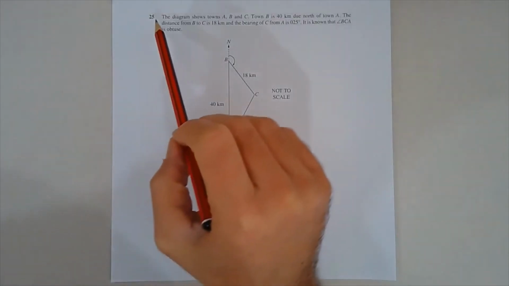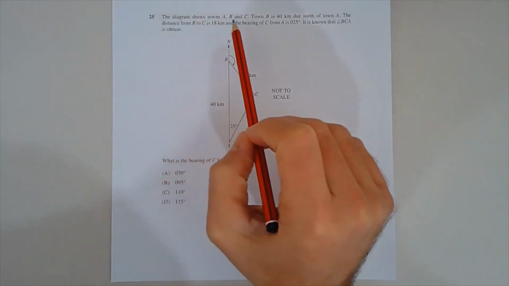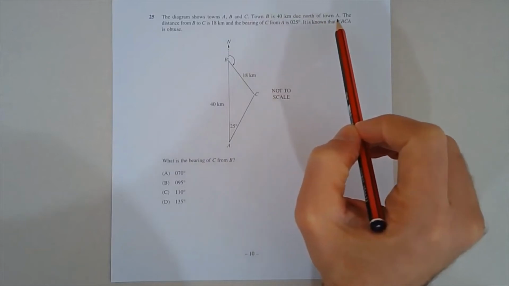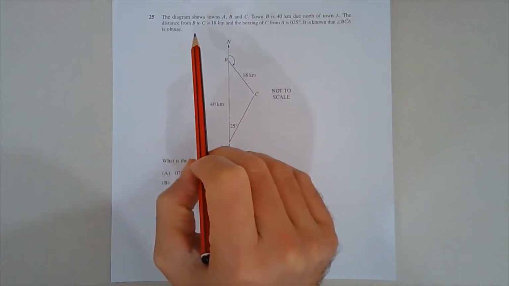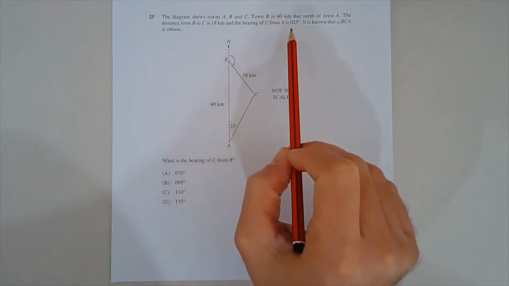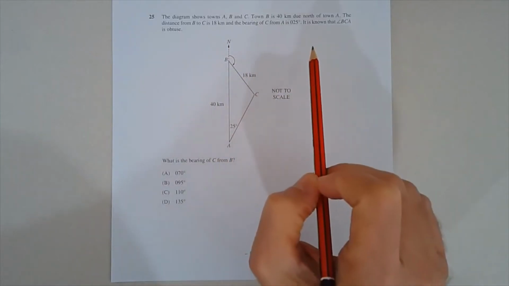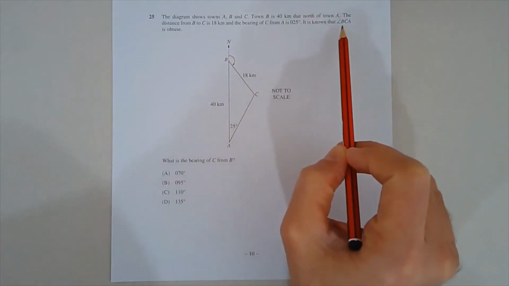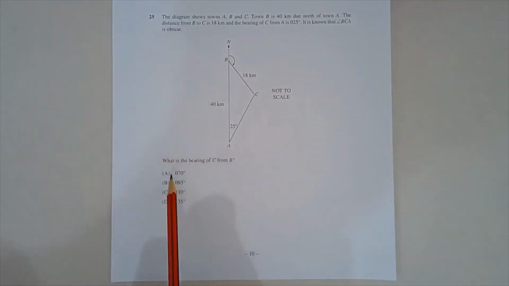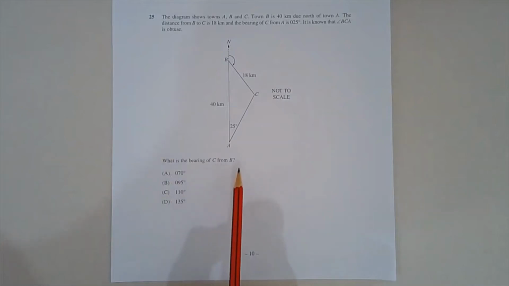Question 25. The diagram shows towns A, B, and C. Town B is 40 kilometers due north of town A. The distance from B to C is 18 kilometers, and the bearing of C from A is 25 degrees. It is known that angle BCA is obtuse. What is the bearing of C from B?